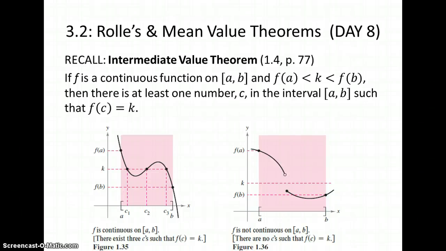Rolle's and mean value theorem, and this will complete all our new lessons for Chapter 3. So just very briefly, in Chapter 1 we studied the intermediate value theorem, and this is all in your textbook on page 77. But that said, if we had a continuous function, if we had some y value between the y values of our endpoints, then the function had to exist at every y value in between those.